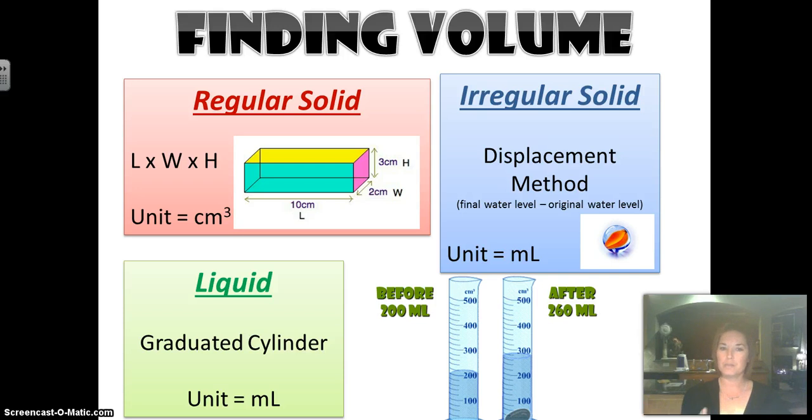What's going to happen to the level of the water? Well, if you've ever gotten into a bathtub, you know that the water level will go up. It rises whenever you get into the tub. And the same thing happens within the graduated cylinder. The solid object will cause the water level to rise. In this case, it rises to 260 milliliters right there. And so the volume afterward is 260. So I take 260, I subtract 200, and I'm left with 60 milliliters as my volume of this rock down here. And that's the displacement method.